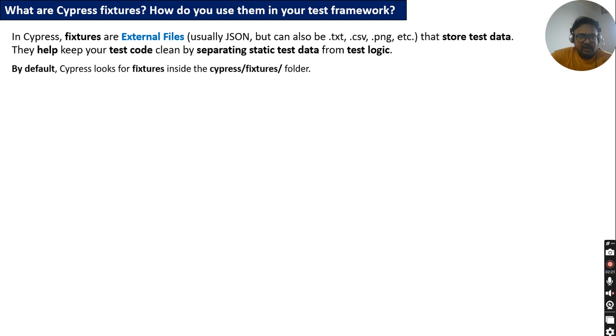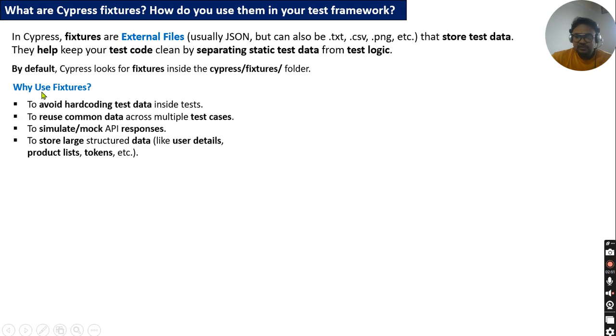By default, Cypress looks for fixtures inside this folder. When you install Cypress, a couple of folders get created automatically. We are not covering basics like how to install Cypress, because our main focus is on interview questions that help you crack interviews. So by default, in which folder will Cypress look for fixtures? The cypress/fixtures folder. Whatever files are over there, it will read the test data from that file. Then, why use Cypress fixtures?